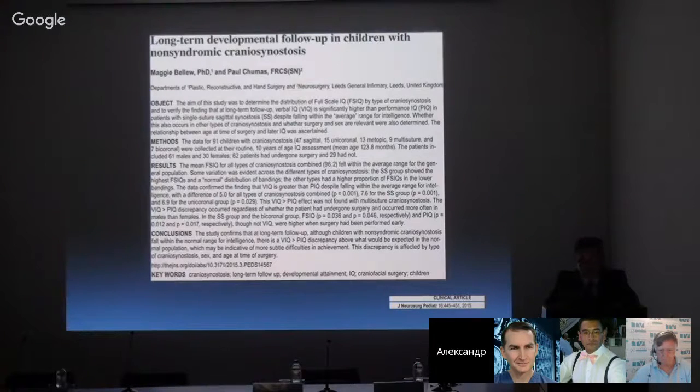Another very important article from 2015 in the Journal of Neurosurgery Pediatrics is a long-term developmental follow-up of children with non-syndromic craniosynostosis. They have a decrease in IQ, especially verbal IQ, and they don't know why. It may be because of the craniosynostosis, the time of the surgery, the anesthesia, or maybe the increase of ICP. It's not clear, but these patients, even with non-syndromic craniosynostosis, have a decrease in IQ.